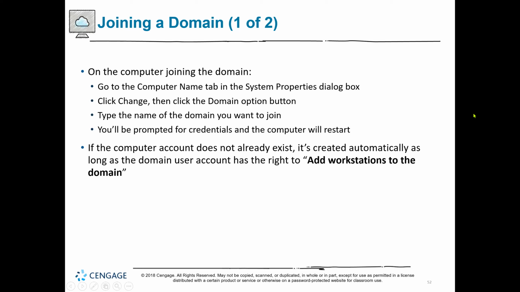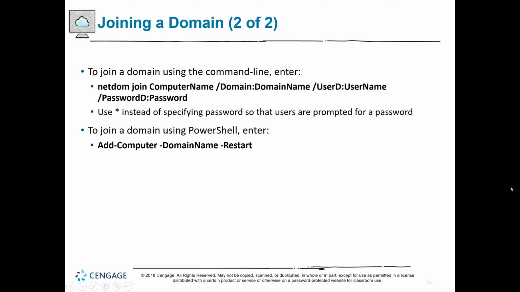Joining a domain. On the computer joining the domain, go to the Computer Name tab in the system properties dialog box. Click Change, then click the Domain option button. Type the name of the domain you want to join. You'll be prompted for credentials. The computer will restart. The biggest part of joining a domain is be prepared to restart a couple times if you have to. If the computer account does not already exist, it's created automatically as long as the domain user account has the right to add workstations to the domain.